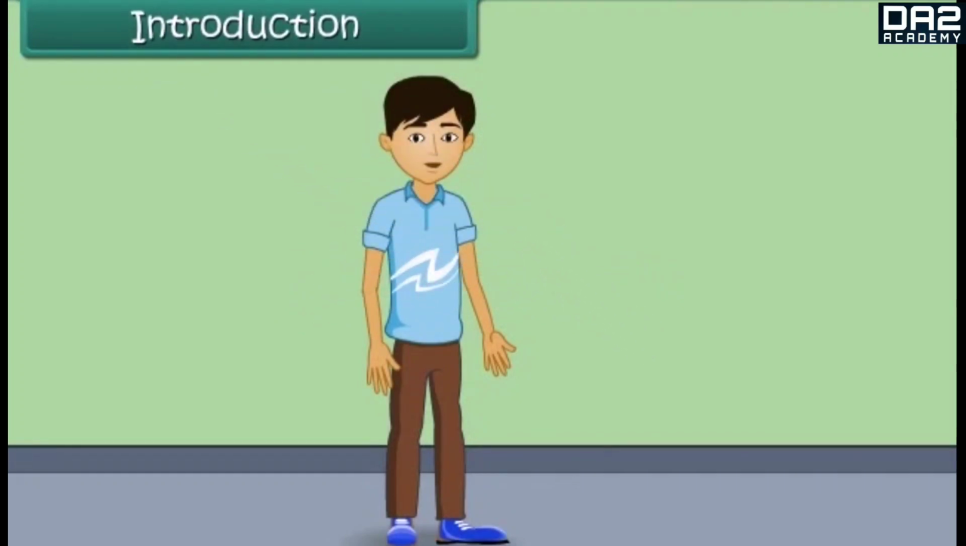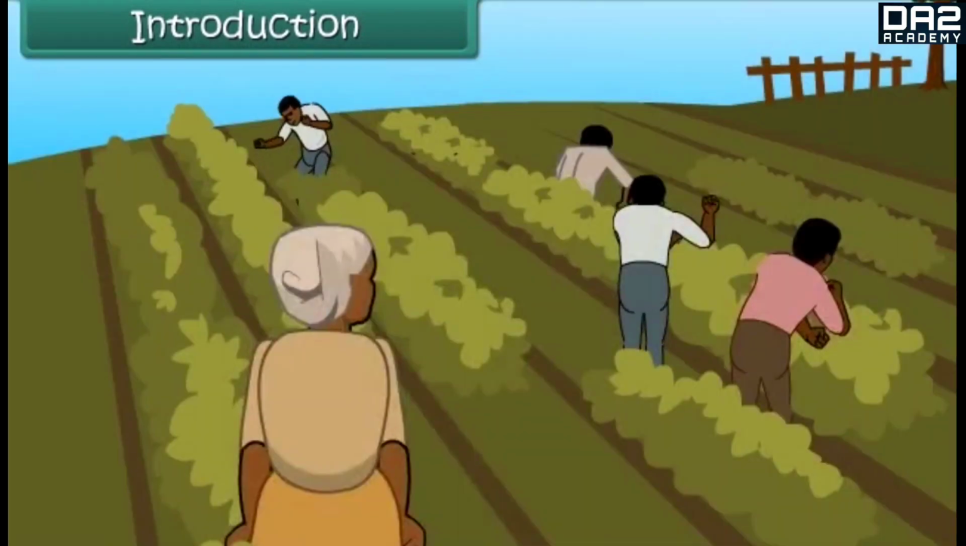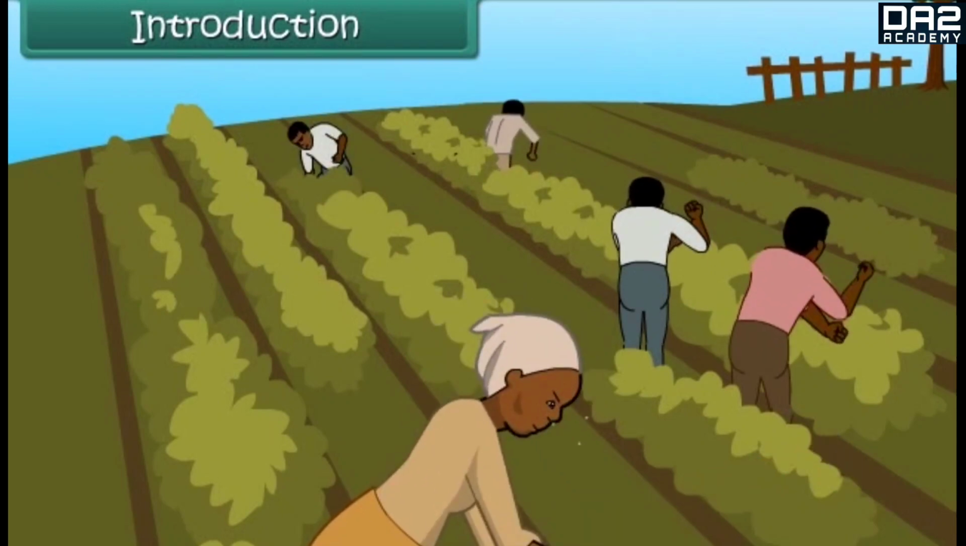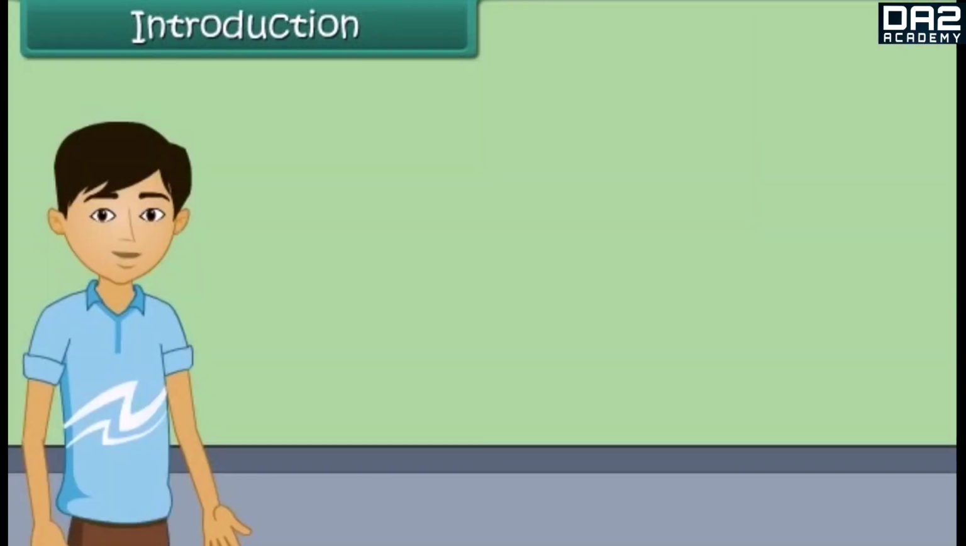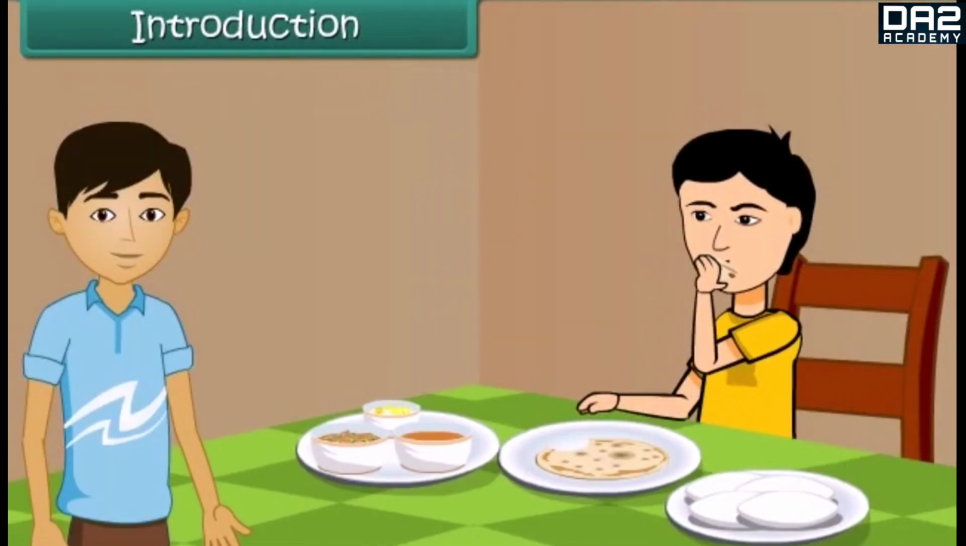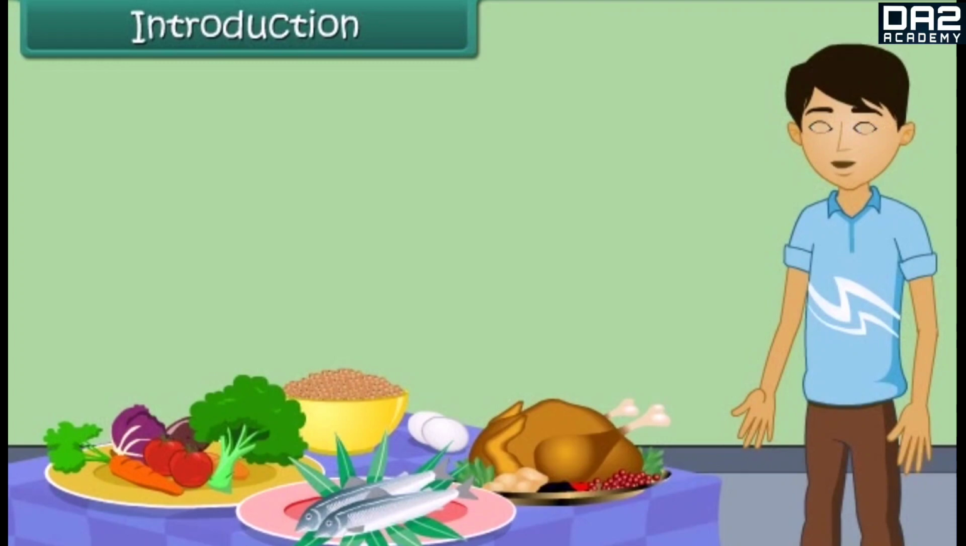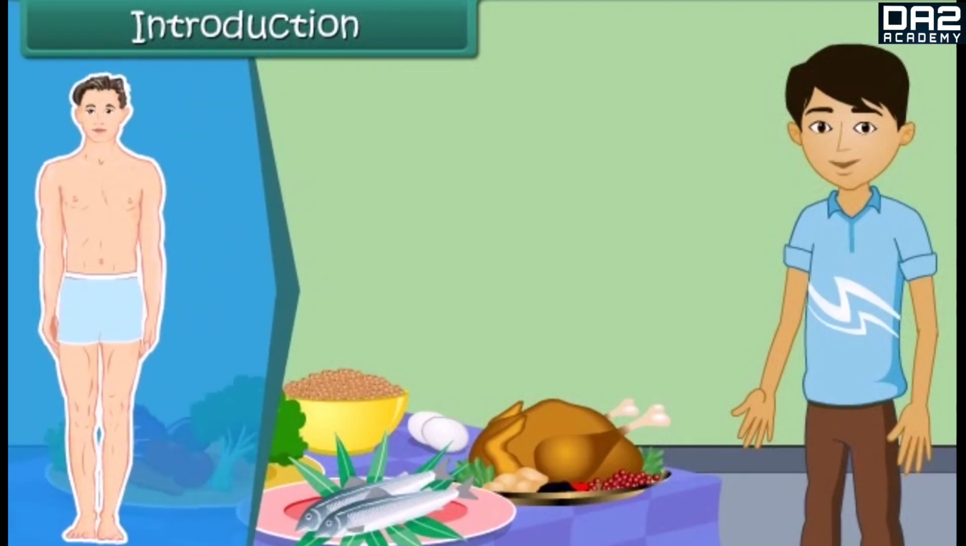Dear friends, you must have seen farmers working in paddy fields. They work all day long. But have you ever wondered where they get the energy to do their work with full enthusiasm? Actually, like us, they also get this energy from the food that they eat. In other words, we can say that food is the main source of energy for our body to perform daily activities. We get our food from both plants and animals.